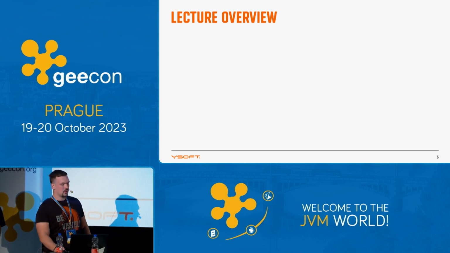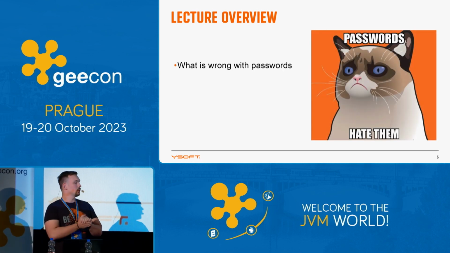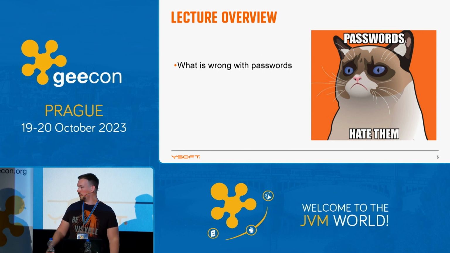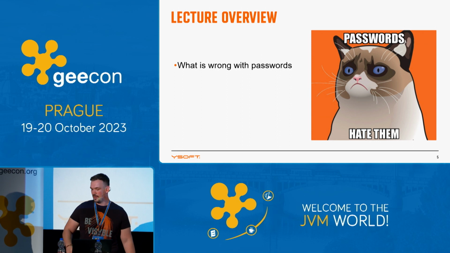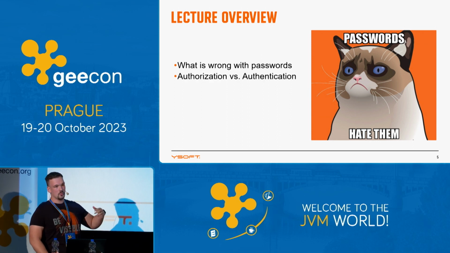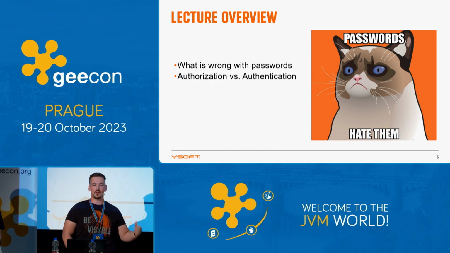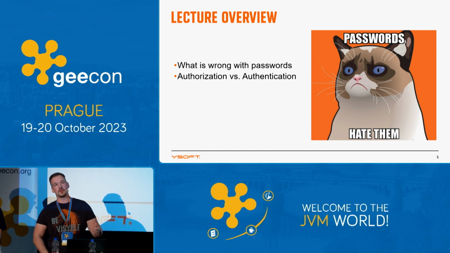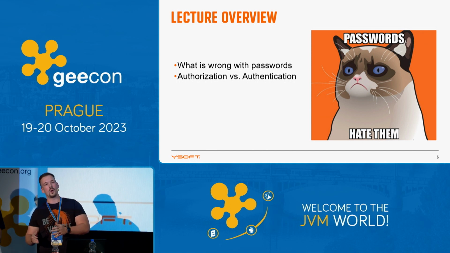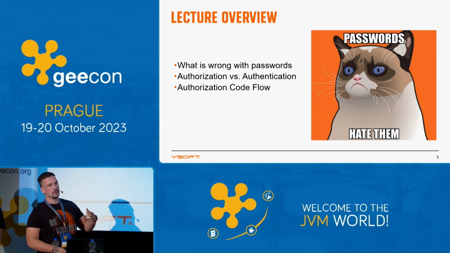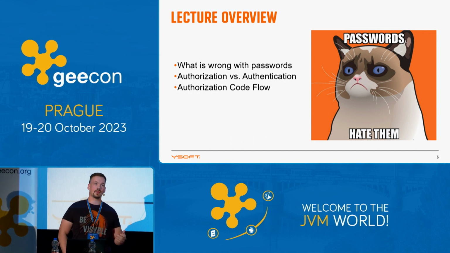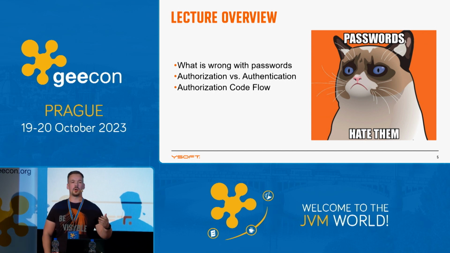So what's this lecture about? First, we start with what is wrong with passwords. Dušan over here is a notorious password hater, so he will tell you all about his passion. We will dive deeper into what's the difference between authorization and authentication, and where the line between OAuth and OIDC actually comes in.